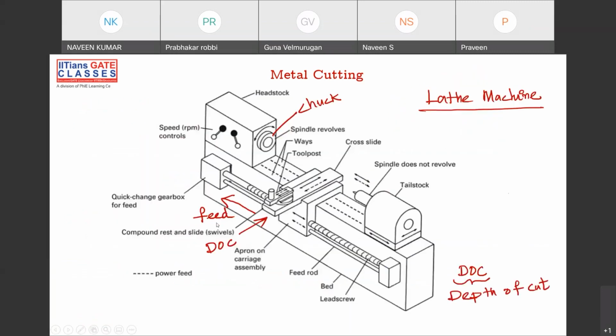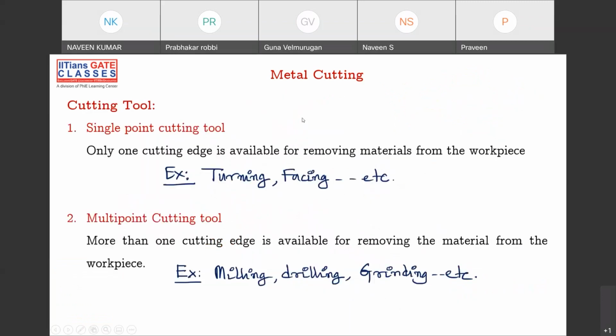If you are taking a single-point cutting tool, only one cutting edge is in action. Examples of that are turning. In turning, you might have seen a simple bar which is being rotated. There will be some kind of tool, and the single point is in contact with the workpiece, and then you remove the work material. Facing also has a single point cutting tool. And a multi-point cutting tool is nothing but having more than one cutting point, more than one cutting edge in action, like milling and drilling.